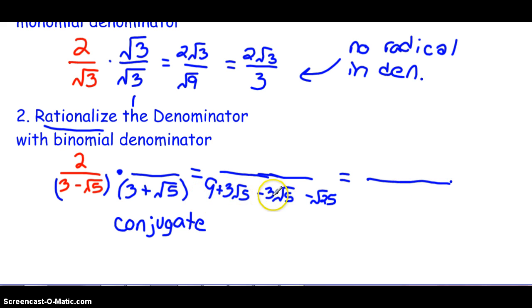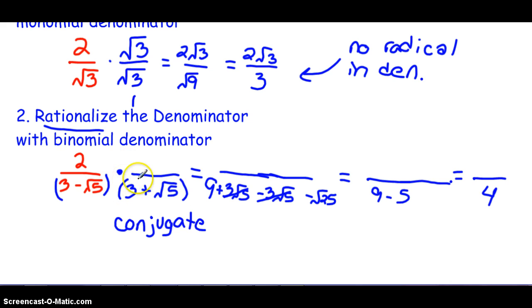3 root 5 minus 3 root 5 is 0. Root 25 is 5, so I just get 9 minus 5, which is 4, right? And my entire goal of doing that was to get rid of the radical in the denominator, which I did. The radical is no more in the denominator.